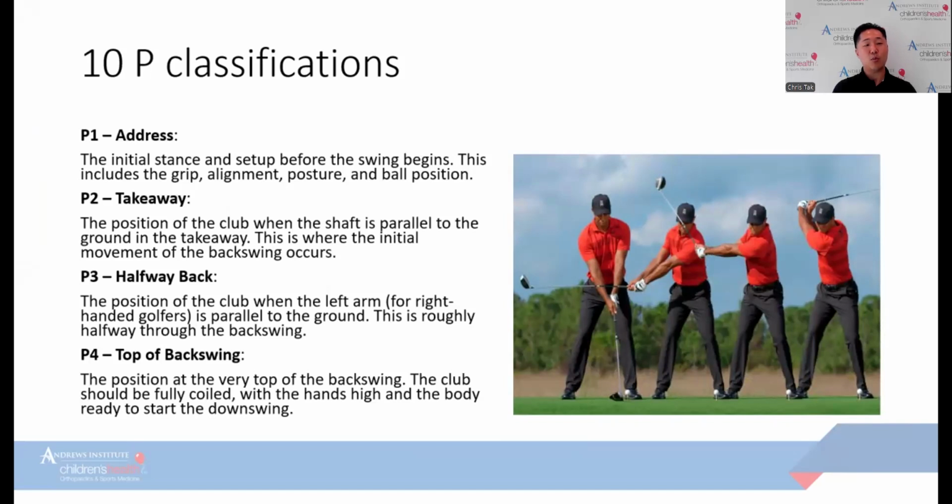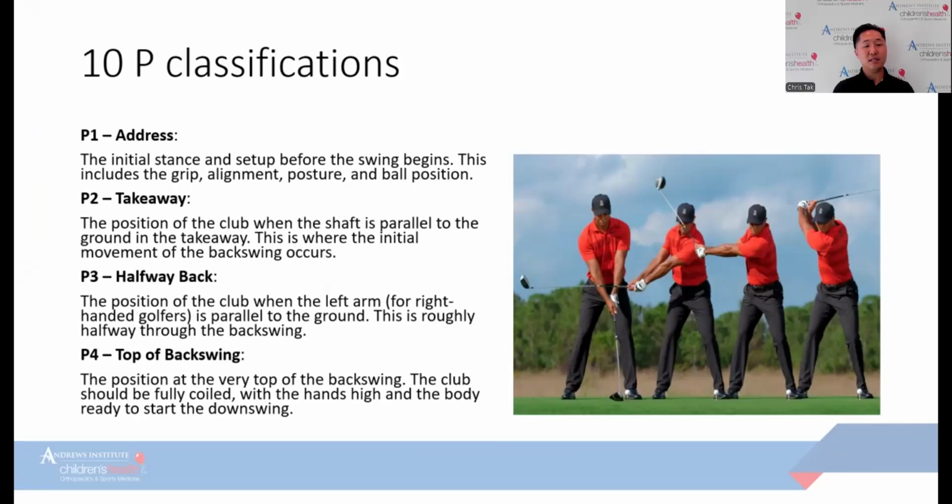Starting with the P1, we have the address. That is the starting position, the initial stance and setup before the swing actually begins. This also includes grip, alignment, posture, and ball position, as we talked about. And this will be a very, very important start.